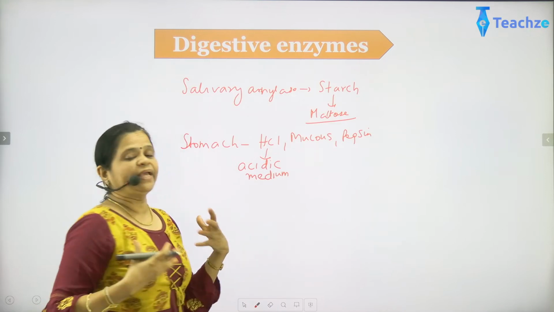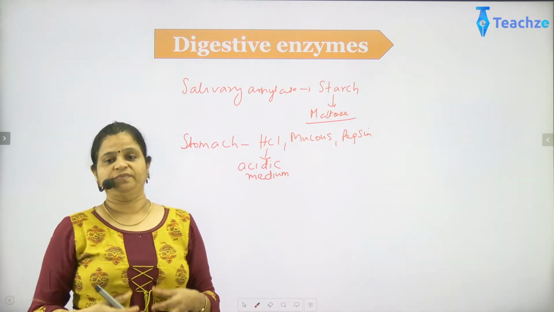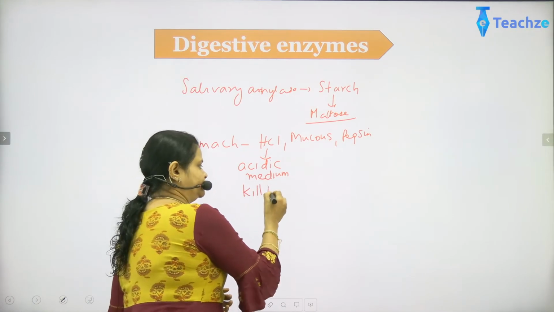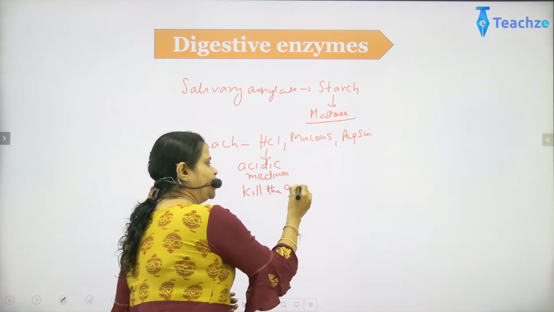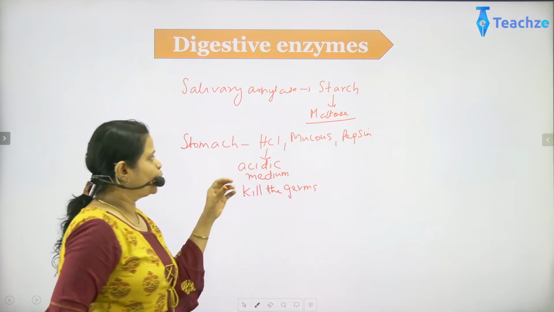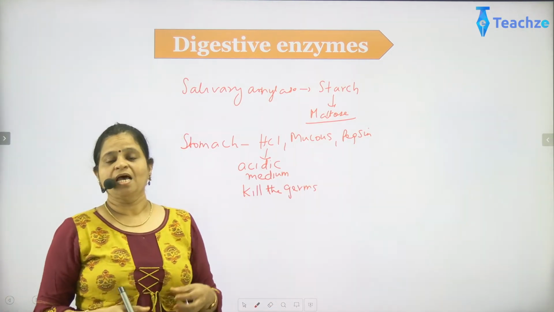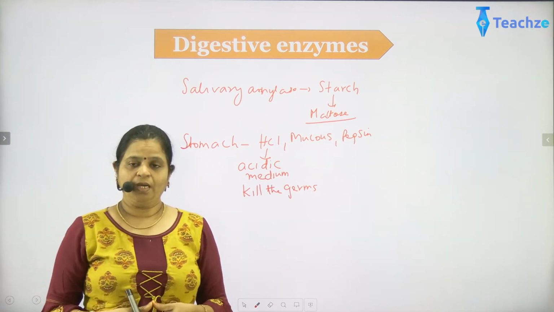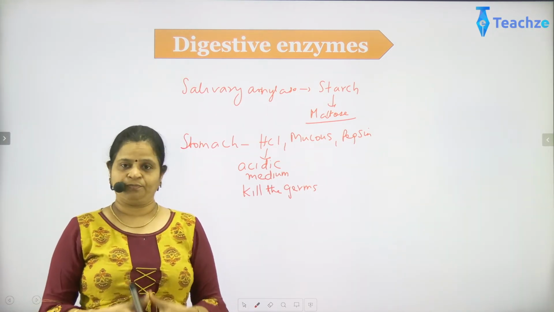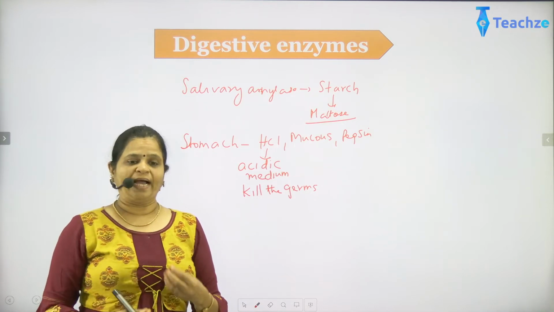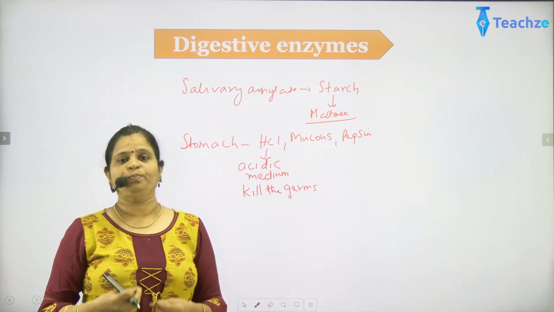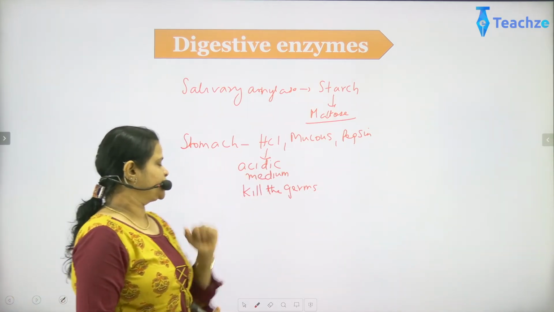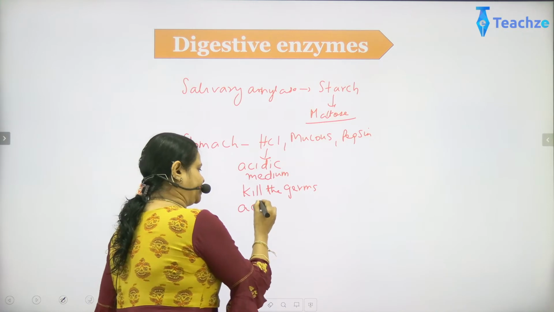And then when the food enters, there will be a lot of germs also present. To kill these germs, this acidic medium is important. And the most important function of HCl is the making of the pepsin enzyme in its active form. We all have enzymes in an inactive form. To actually make them active, they have to be changed into that particular form. Now this another function of HCl is activating the pepsin.